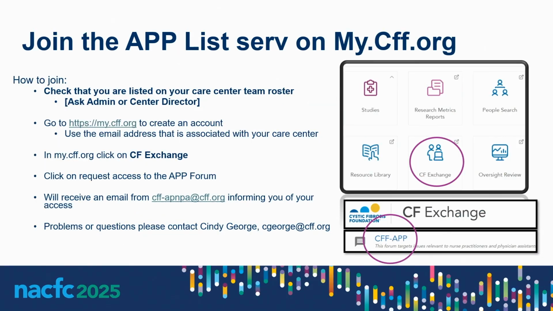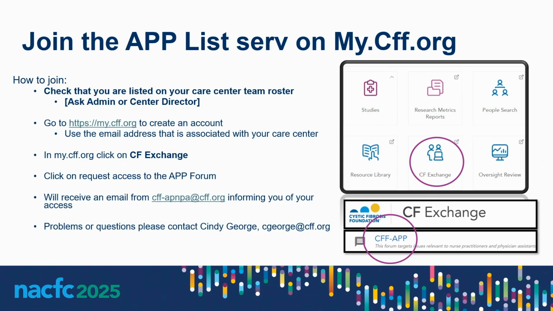Which brings me to how we best track our APPs now. One of the ways that we were able to get the survey out to people was by using the database that's on the APP list, my.cff.org, and then also those who have signed up for the APP listserv. This is where we sent out our survey information to gather feedback from people.